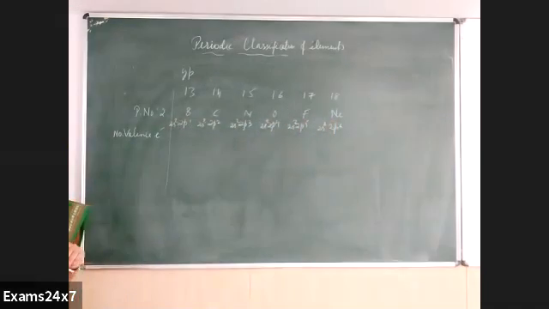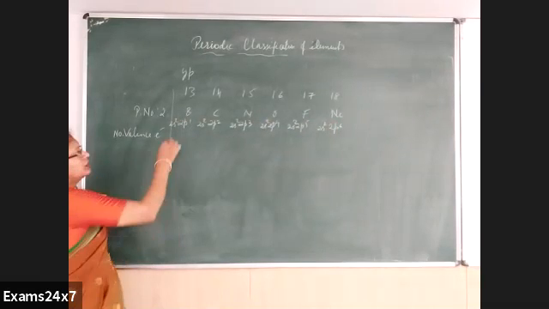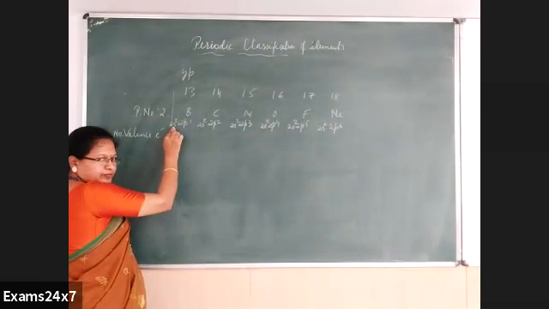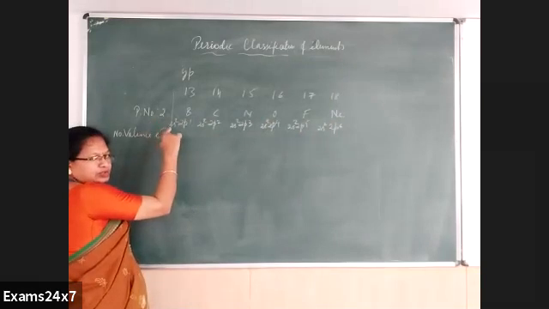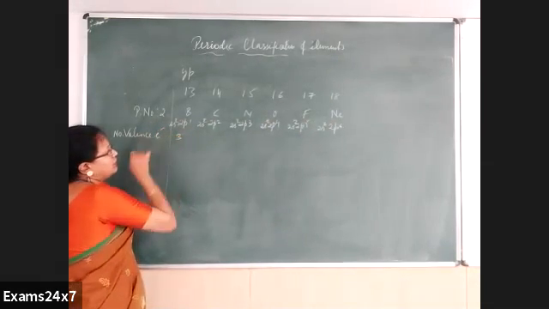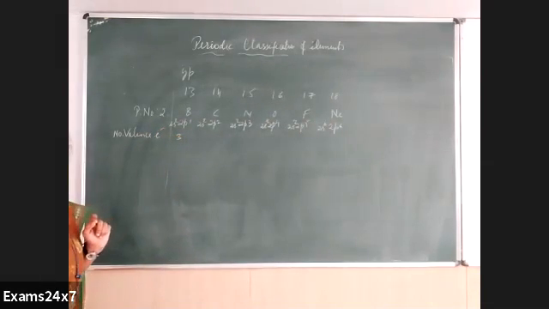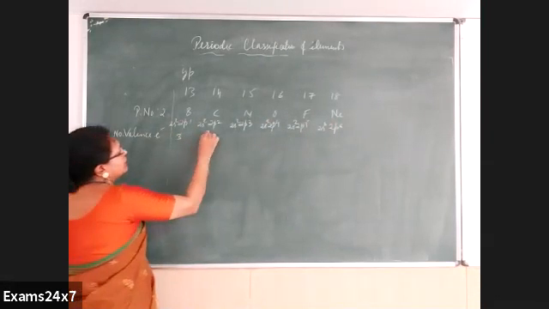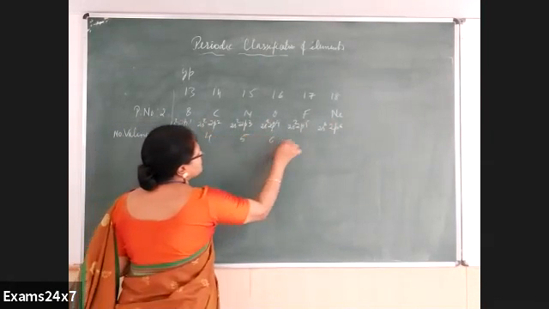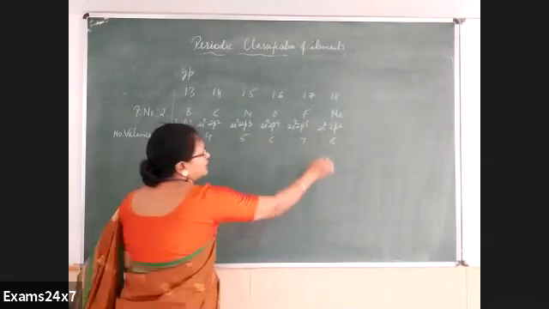So what is the number of valence electrons here? 1s2 is the inner shell. Second is the valence shell. The number of electrons here is called the number of valence electrons: 3, 4, 5, 6, 7 and 8.